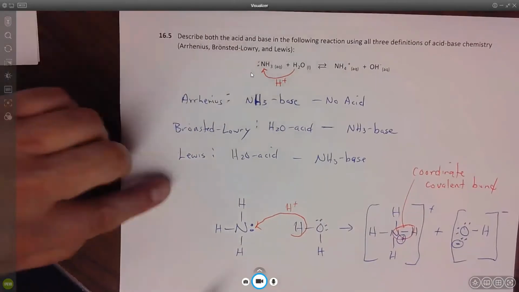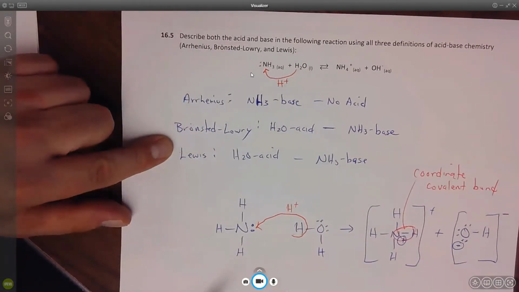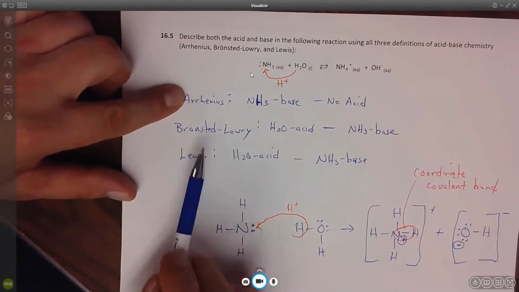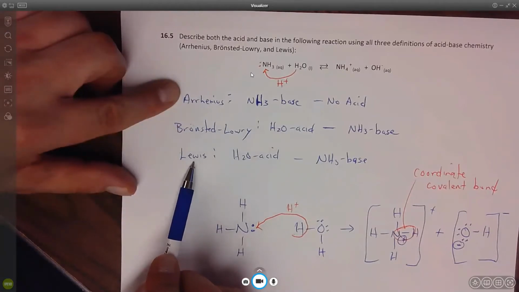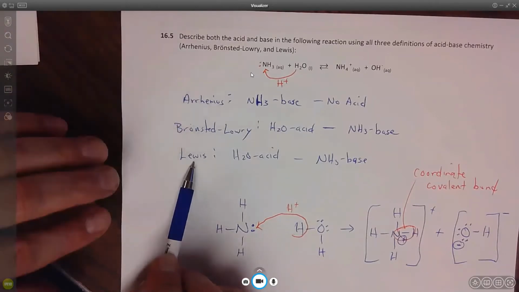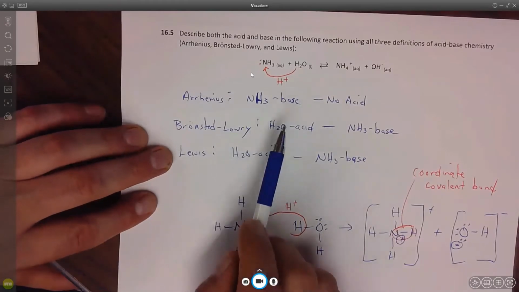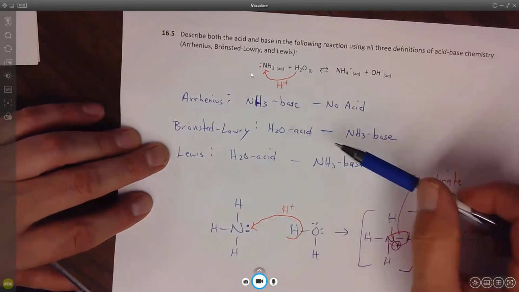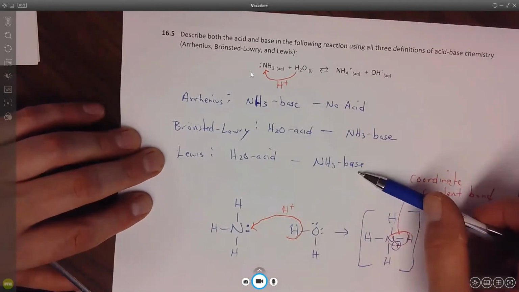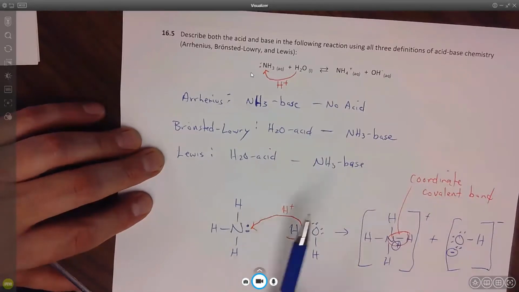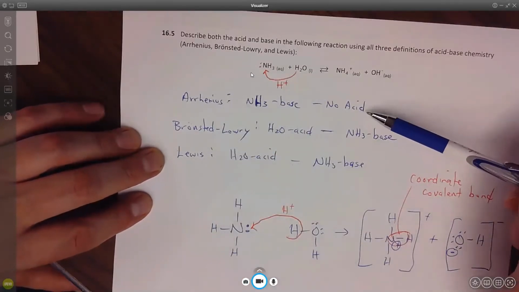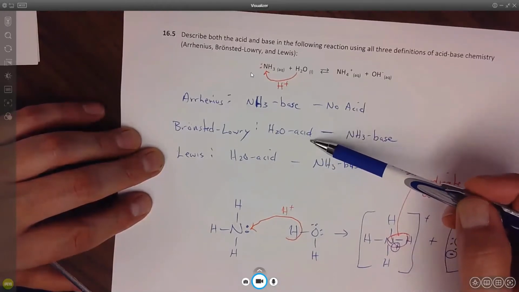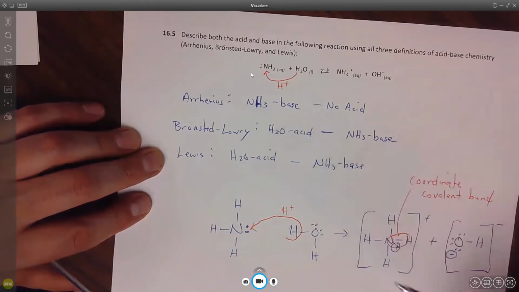And really, all three theories should be consistent, because the Bronsted-Lowry theory encompasses the Arrhenius theory, and the Lewis theory actually encompasses both of those as well. An Arrhenius base is always going to be a Bronsted-Lowry base, is always going to be a Lewis base. It's not necessarily going back that way, right? We've seen here for the Arrhenius, there was no acid. But we do see for Bronsted-Lowry that the H2O was an acid, and again, likewise for the Lewis.